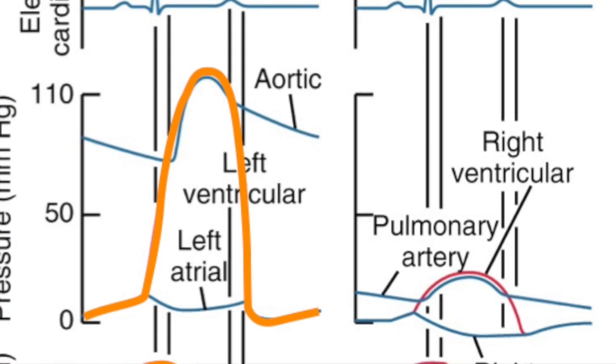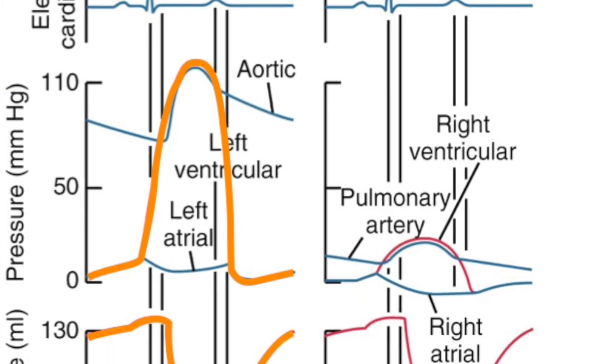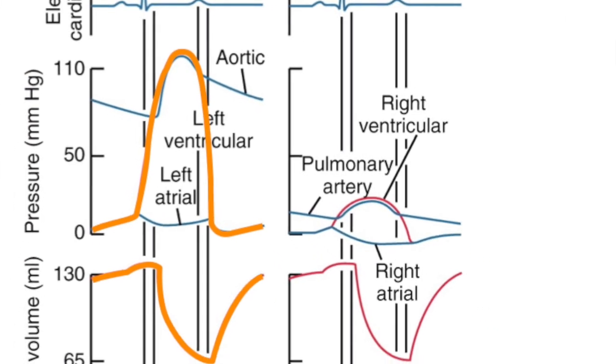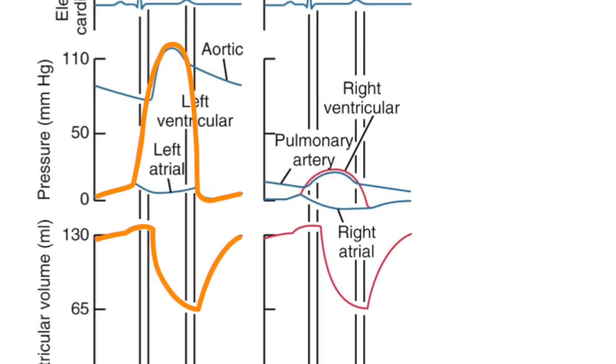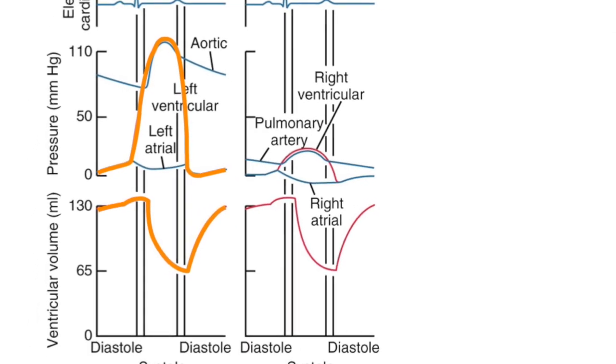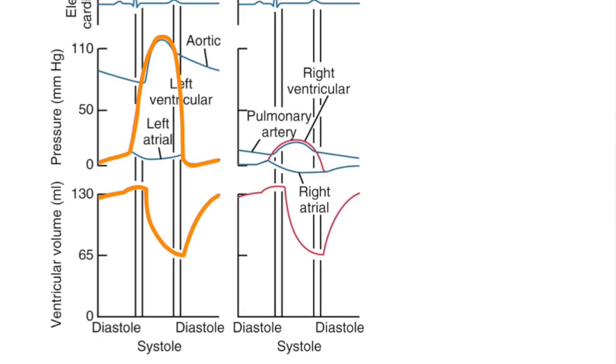So that's the Wigger's diagram that describes the time sequence of pressure and volume in the left side and the right side, in the ventricles and the atria. Now we can highlight a couple of curves in these multiple time curves. One of them is the pressure curve for the left ventricle, and the other is the volume for the left ventricle. You see them highlighted here in orange.